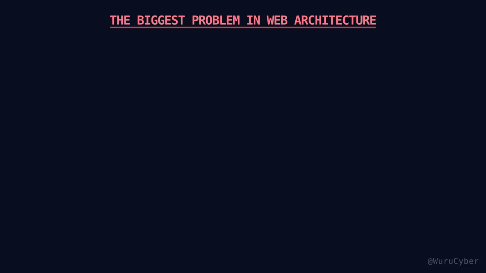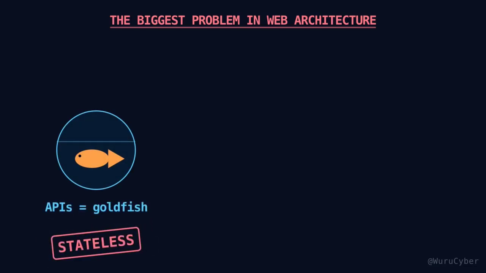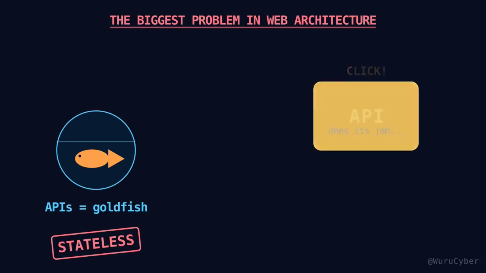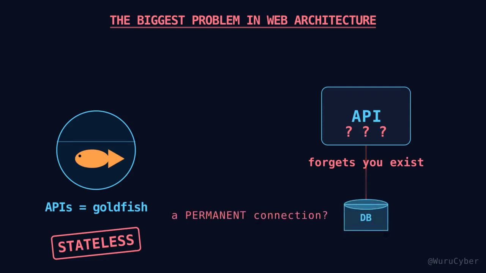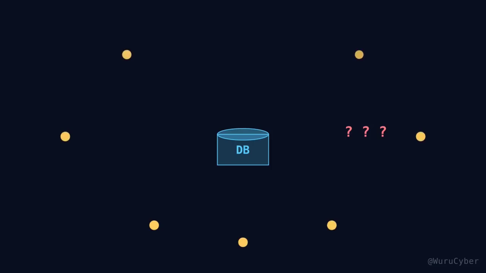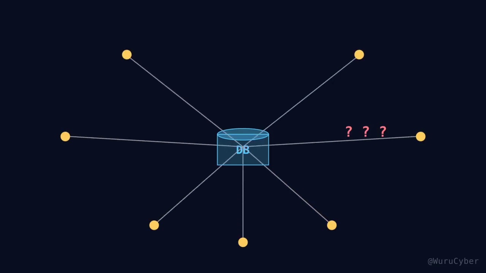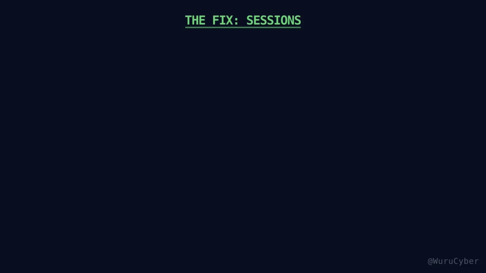To understand it, we have to look at the biggest problem in web architecture. APIs are essentially goldfish. They are completely stateless. When you click a button on a website, the API wakes up, does its job, and immediately forgets you exist. Because APIs are fleeting instances in time, they can't hold a permanent connection to the database. If an API tried to stay connected forever, the database would get overwhelmed by thousands of overlapping users and basically crash.